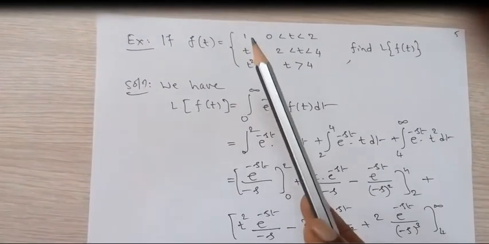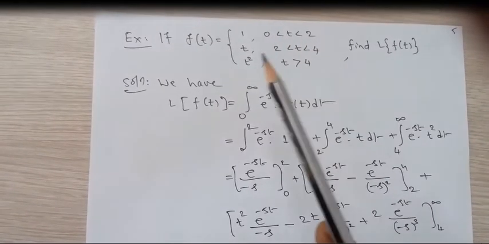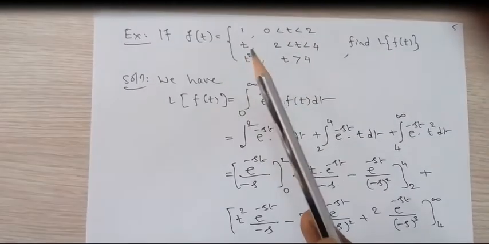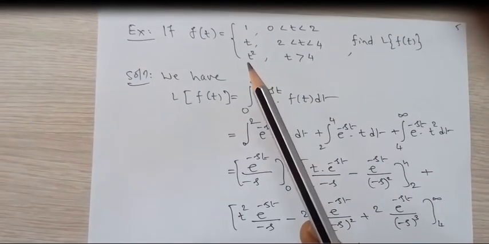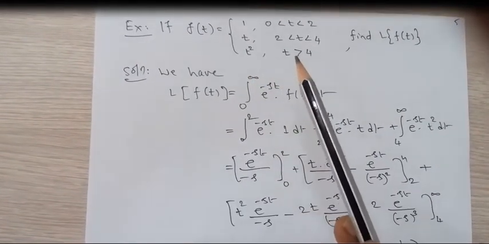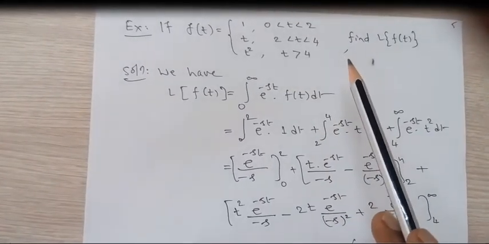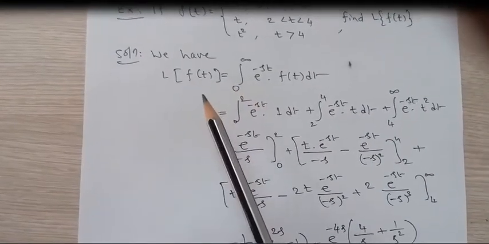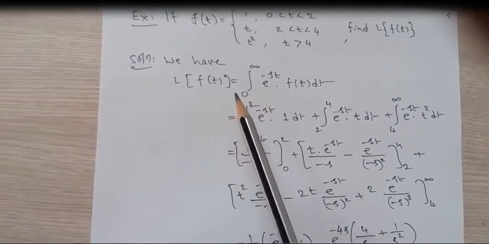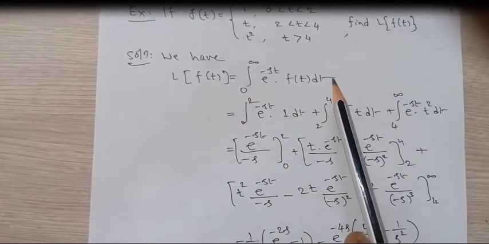F of t equal to 1 is defined for the interval 0 to 2, f of t equal to t is defined for the interval 2 to 4, and f of t equal to t square is defined for 4 to infinity. T greater than 4 means 4 to infinity, and we find L of f of t. By the definition of Laplace transform, L of f of t is equal to integral from 0 to infinity of e raised to minus st f of t dt.